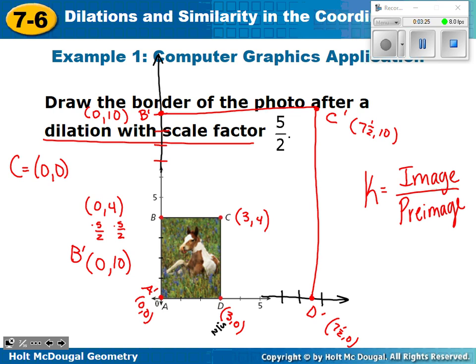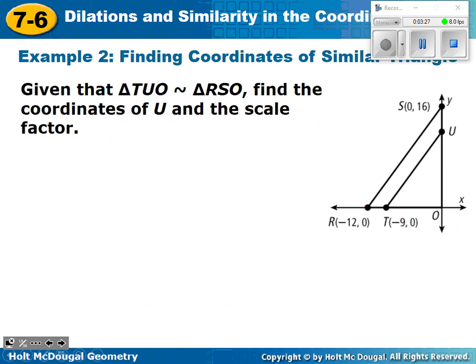Okay? All right, so the next kind of examples that you see, they say given that the two triangles are similar, they're going to ask you now to find some missing coordinates and find the scale factor. Okay, so we're looking for what are the coordinates of point U. That's what they want us to find first. And then what is the scale factor? I'm going to tell you I think it's easier to work this problem if we do it backwards. If we find the scale factor, then we can find the coordinates of U.